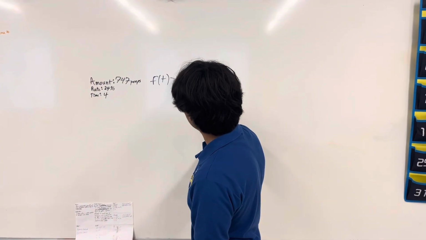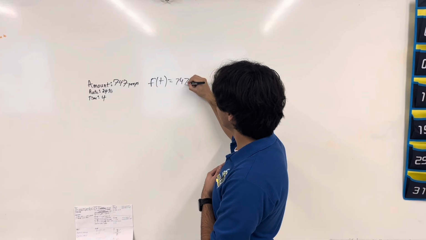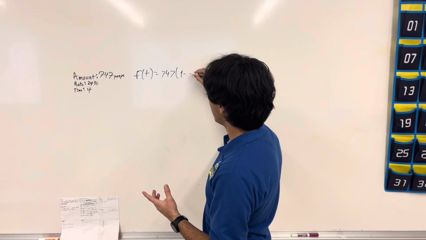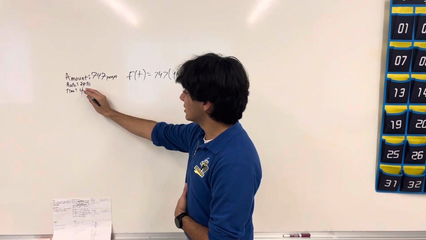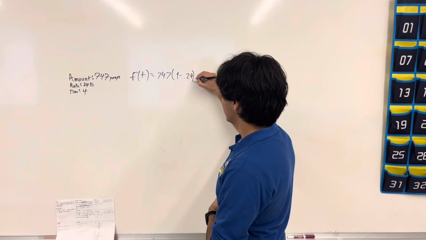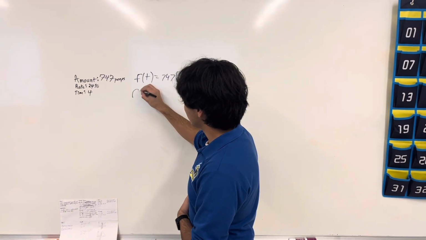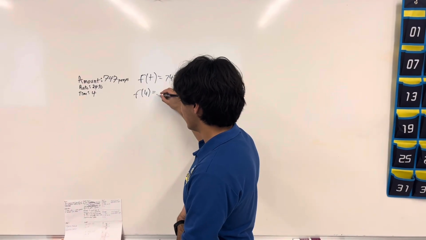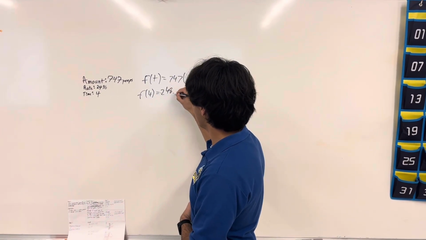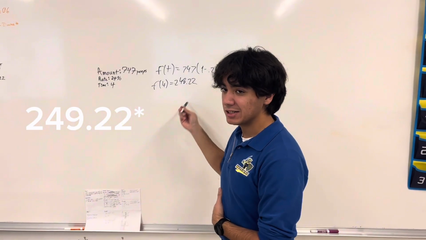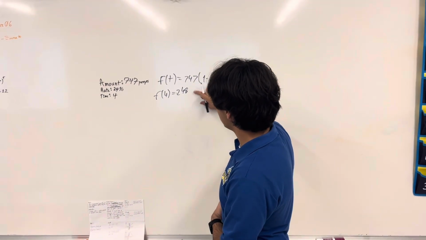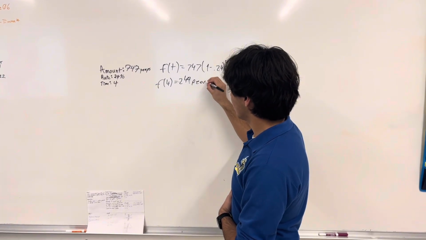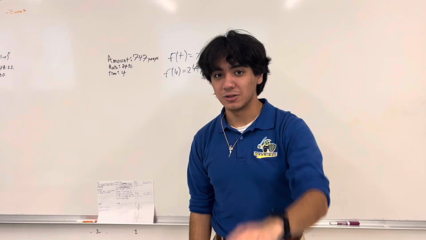So we start with F of T equals 747, times 1 minus 0.24, which is just that, turned into a decimal, to the power of 4. So then that turns into, what does that turn into again? 248.22. But since we can't have a fraction of a man, we round this up to 249. So we have 249 people after four years. Thank you, Jerry.